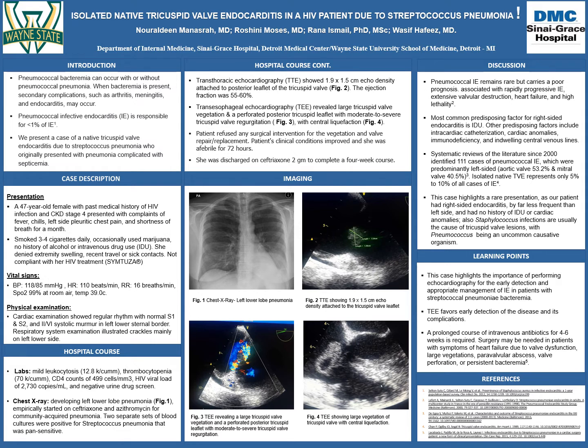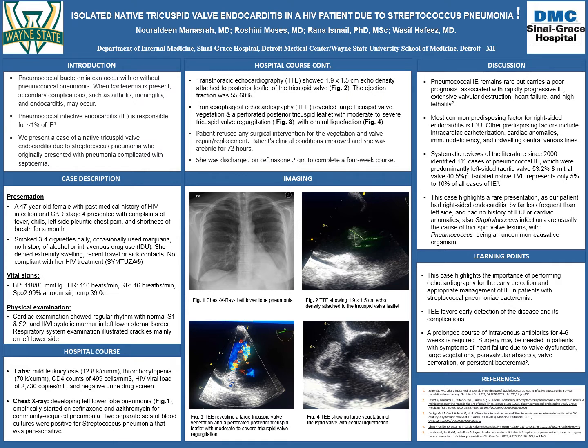Our patient is a 47-year-old female with past medical history of HIV infection and CKD stage 4 who presented with complaints of left side pleuritic chest pain and shortness of breath for a month that was associated with fever and chills. She smoked 3 to 4 cigarettes daily for the last 10 years, occasionally used marijuana, but she denied alcohol or intravenous drug use. She got the HIV infection due to unprotected sex in the past, and she is not compliant with her HIV treatment.